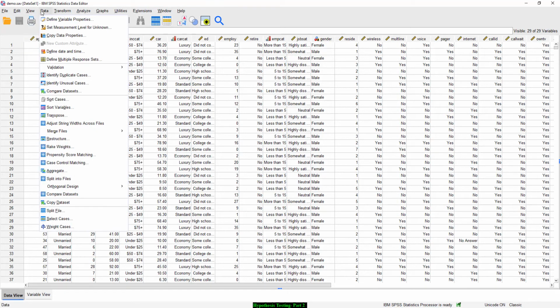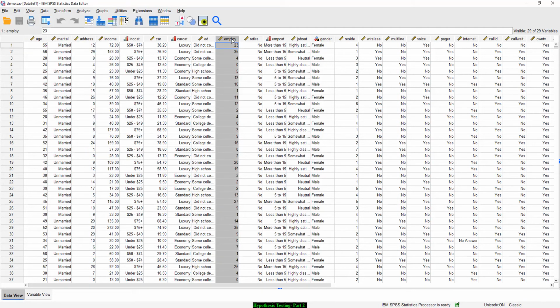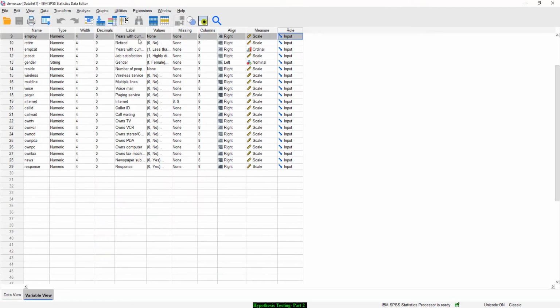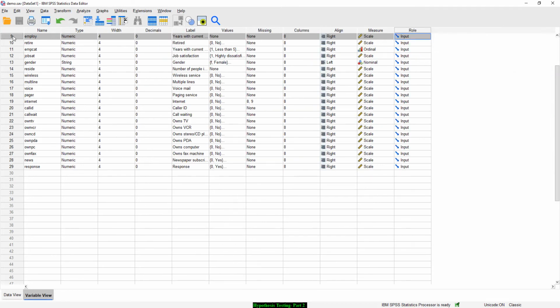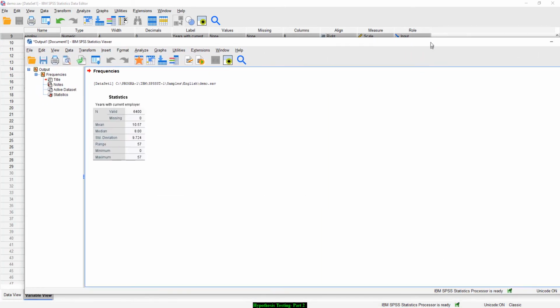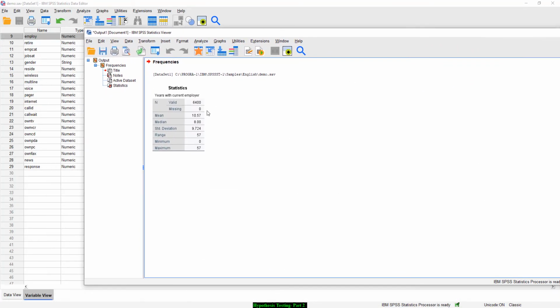Never mind. So let's say I look at the employee variable. Employee means the years with current employer. Let's see what the mean of the years is. The mean for employer is 10.57, with a standard deviation of 9.72.